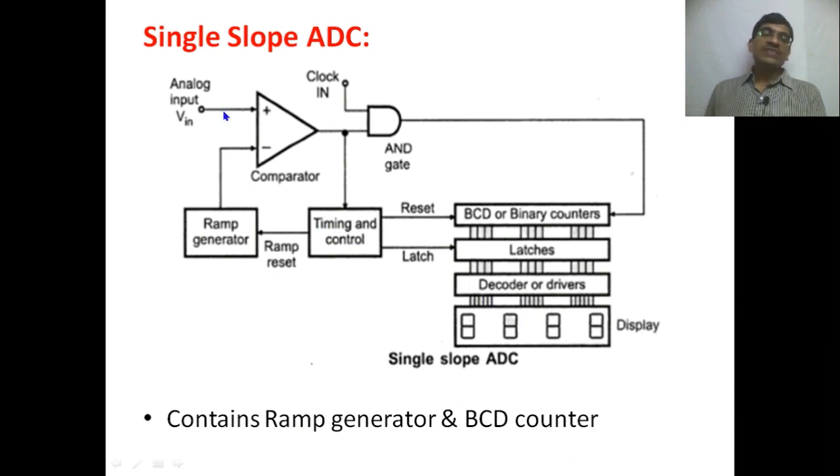First, when we apply the analog input signal Vin, the ramp generator will start the ramp signal. The ramp will increase linearly, starting from 0. So the analog input voltage must be greater than the ramp generator voltage. As the comparator's non-inverting terminal voltage is greater than the inverting terminal voltage, the comparator output is 1. Therefore the AND gate will activate and the clock signal will be propagated, so the binary counter will start counting.